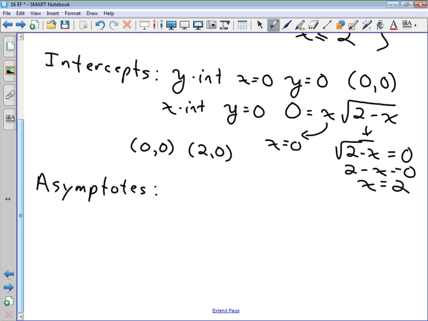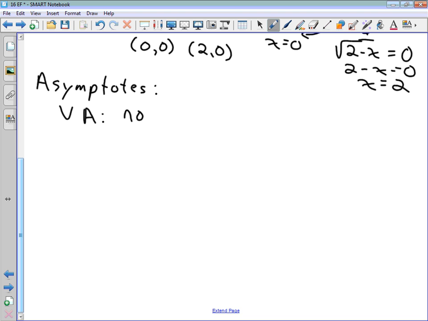Asymptotes. Do we have any vertical asymptotes? Well, how do you find a vertical asymptote if it's a rational function? Denominator equals 0. We don't have a denominator here, so the denominator can't be equal to 0. I mean, we could imagine the denominator is 1, and 1 is never equal to 0. So in this case, we have no vertical asymptotes.